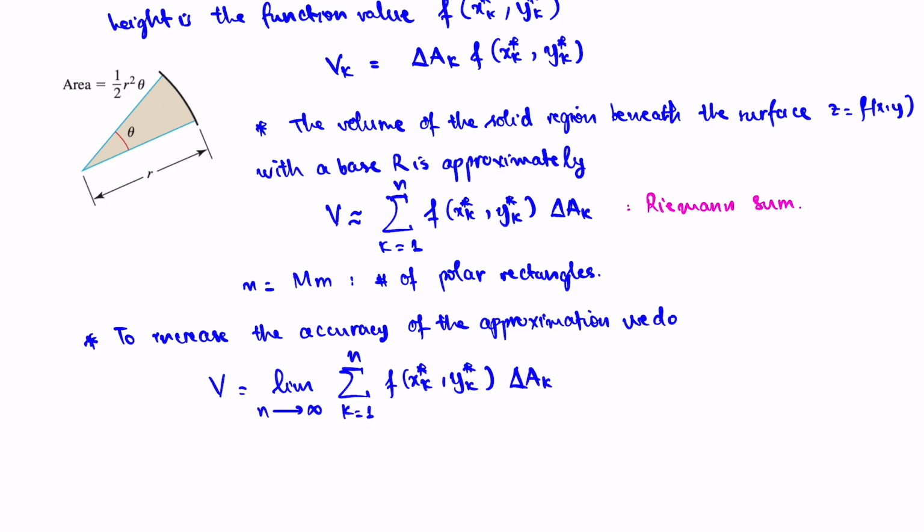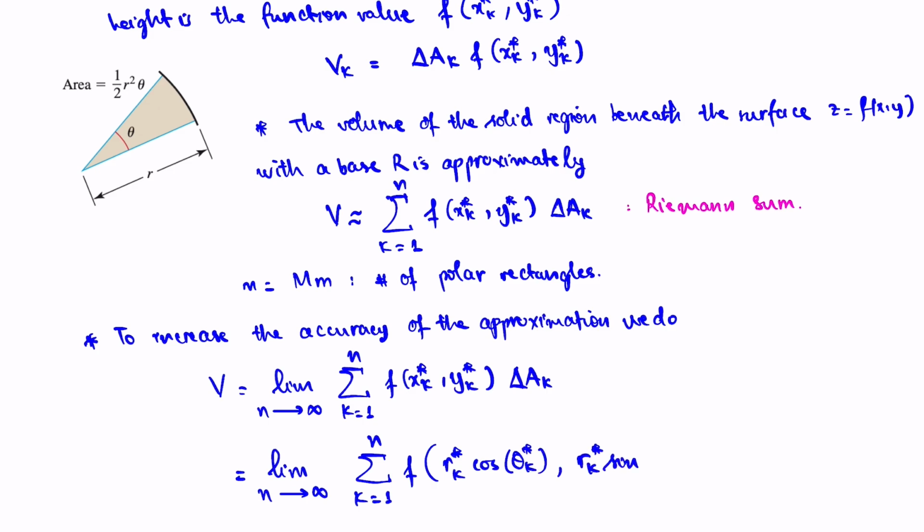Now instead of the notation in Cartesian coordinates, I'm going to convert that into the polar coordinate system. And remember I mentioned earlier that x is equal to r times cosine of theta and y is equal to r times sine of theta. So instead of this limit, we're going to obtain the limit as n goes to infinity of the summation for k going from 1 to n of f of r_k star times cosine of theta_k star, r_k star times sine of theta_k star, times delta A_k.